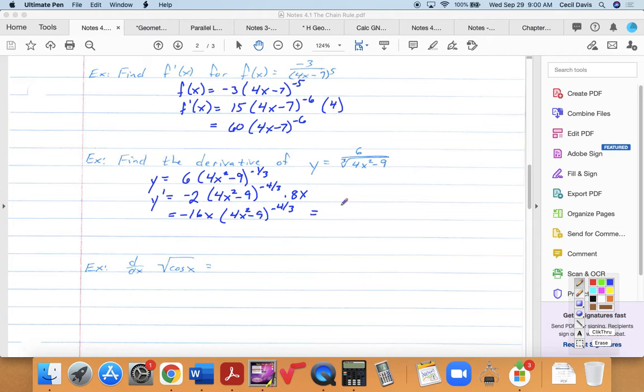So would it be the 4/3 root? Well, it would be negative 16x in the numerator over the cube root of 4x squared minus 9 raised to the 4th power. Whenever it's 1/2, say it's 4x squared minus 9 all raised to the 1/2, whenever you put it back down into the denominator, it's still being raised to the 1 power. It's just you don't write it.